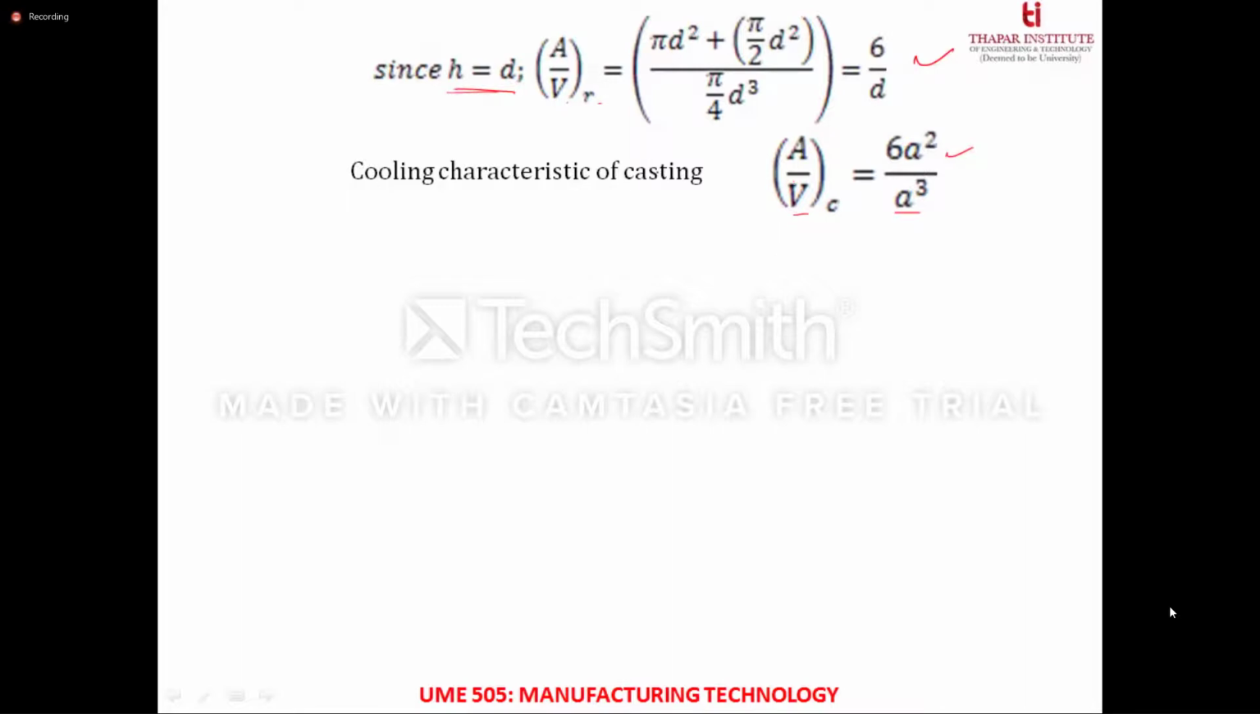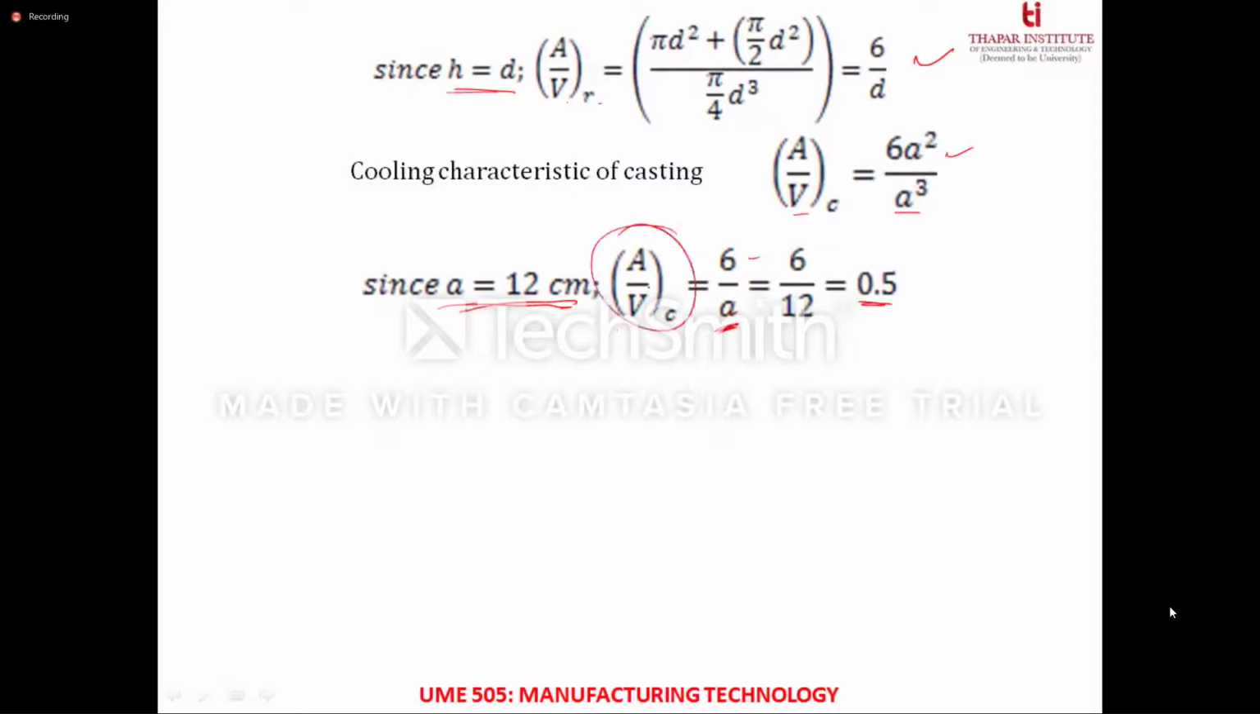So this cooling characteristic will be given as 6 upon a, where a is the side of the cube, and that side of the cube is already given to us as 12 centimeters. So this 6 by 12 is equal to 0.5. So this cooling characteristic of the casting, to be very precise, not cube, C is casting over here. So A by V of casting is equal to 0.5.